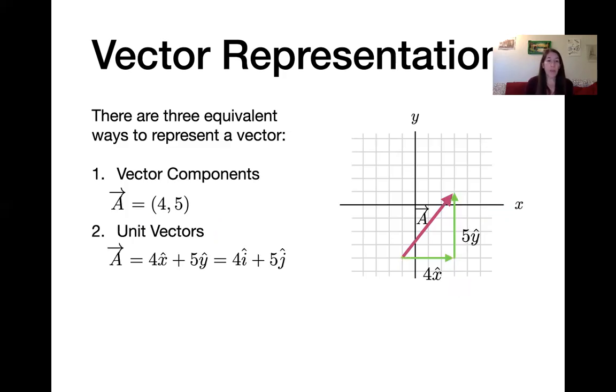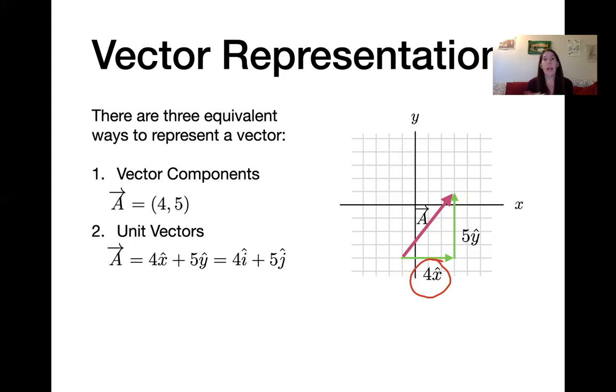Next, we saw that we could think of building up our vectors using unit vectors. For instance, 4x hat is a vector moving to the right in the x direction 4 units. So this green arrow down here is the vector 4x hat. 5y hat is a vector moving up in the y direction 5 units. So this green vector is indeed 5y hat.